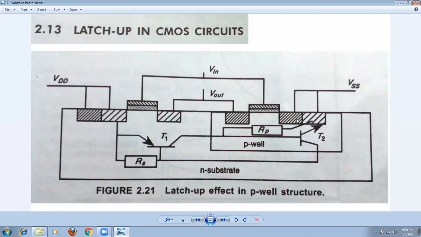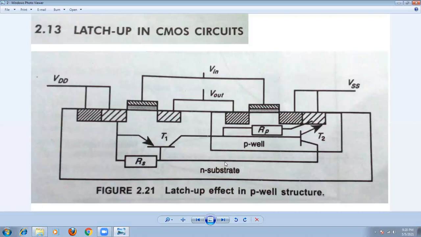Just observe. This is the N material, and this is the P material, and this is another N material. The substrate is also N material. Because of this, there is a chance of existence of an NPN transistor. Remember, this is the NPN transistor. Because of the different junctions inside here, these types of parasitic components exist.